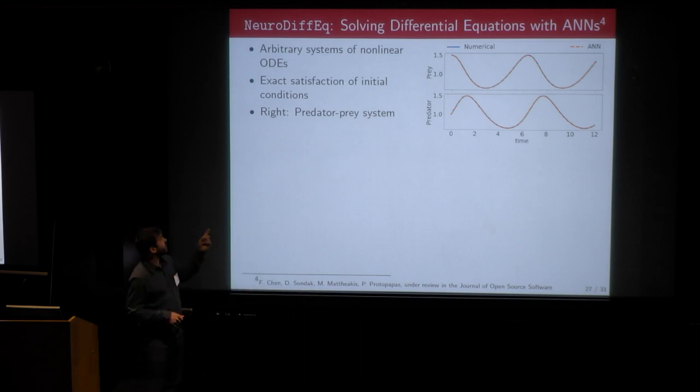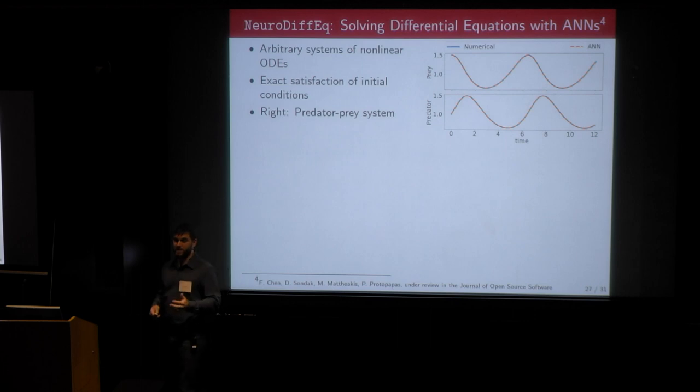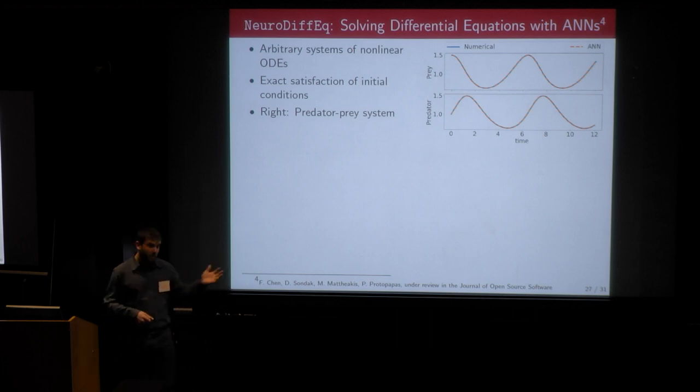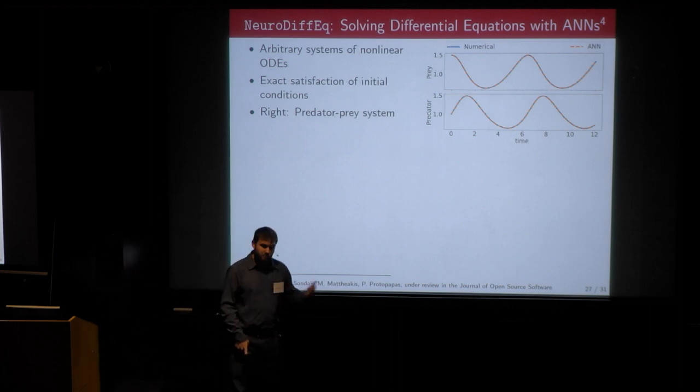So far, it can do arbitrary systems of nonlinear ODEs. So we'd be really interested to play around with other systems, not just motivated by fluids, but other physical systems too. We have exact satisfaction of initial conditions built into the network. And on the right is your classic predator-prey system, and you can't really see any difference between the neural network and a classical numerical solver.